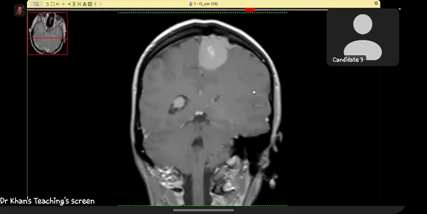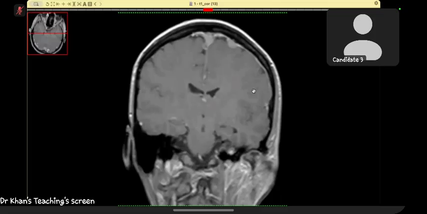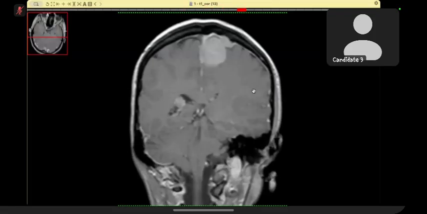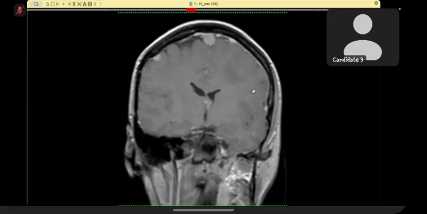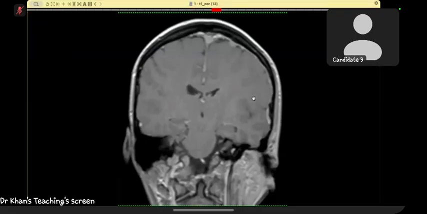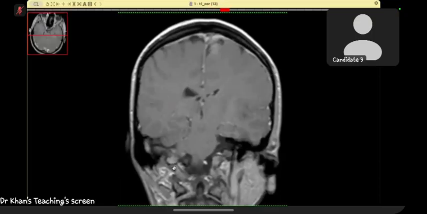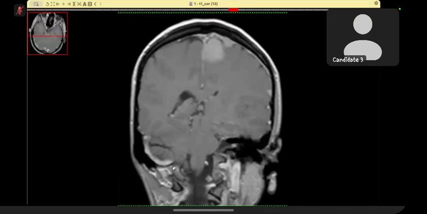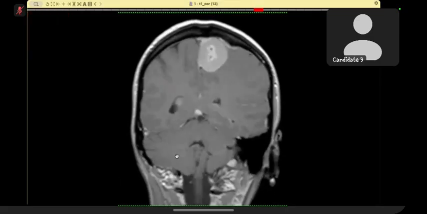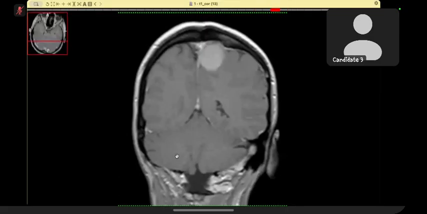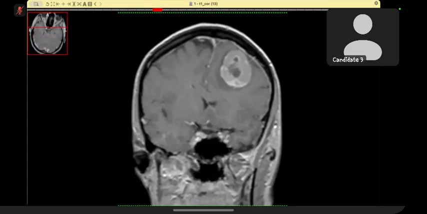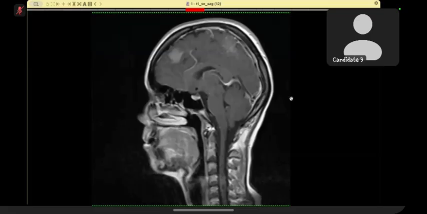On the coronal T2 weighted images, there is no definite enhancing lesion seen in the CP angles. On the right side also, there is no definite enhancing lesion in the CP angles. So I am again thinking in the line of neurofibromatosis type 2, or it can be a solitary meningiomatosis case. But I would advise an MRI of the whole spine to see any ependymomas in the spine.